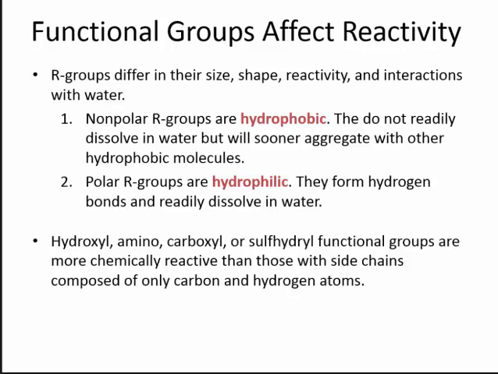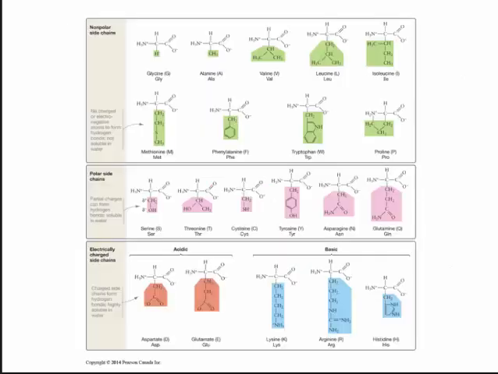So there are 20 kinds of those, which we have here. You don't need to memorize them for this course, but appreciate the differences in the R groups, in the side groups.